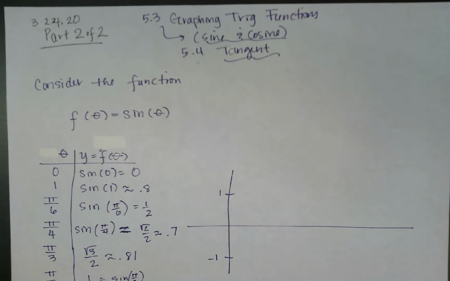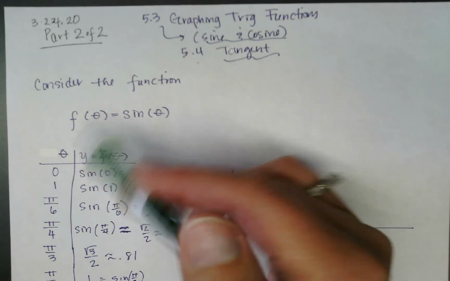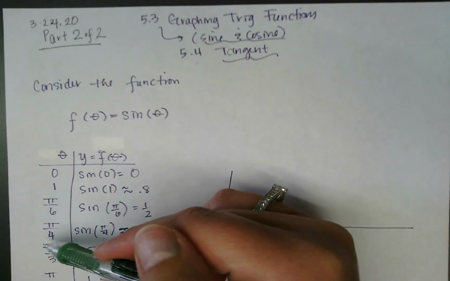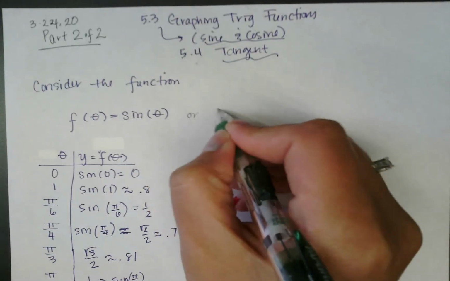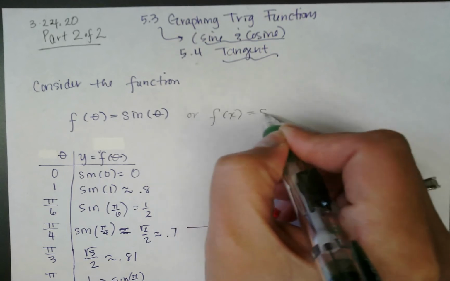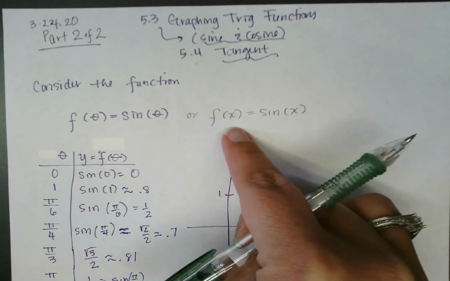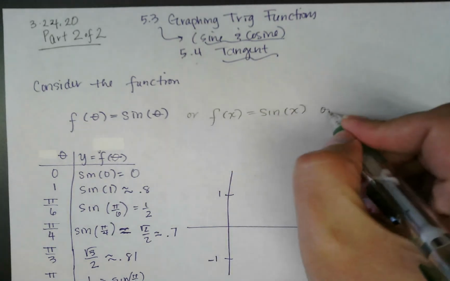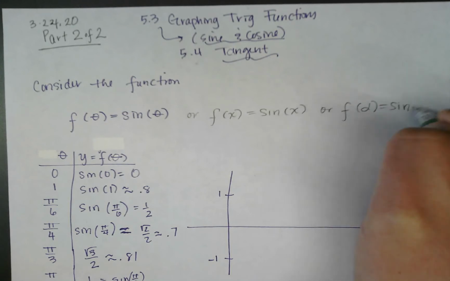So consider the function f of theta equals sine of theta. Again, I am using theta just so you can get used to the idea that we are really plugging in angles into these trig functions. This is the same as if I said f of x equals sine of x. It doesn't matter what variable I use for my input. I could say f of alpha equals sine of alpha.